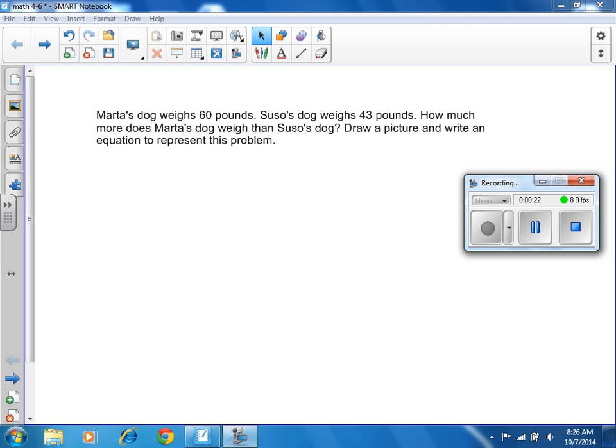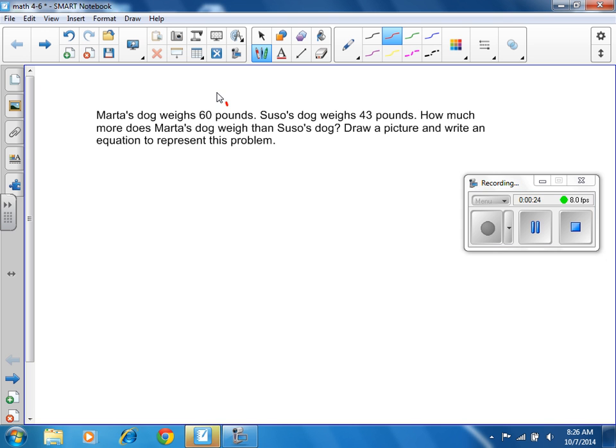Marta's dog weighs 60 pounds. Suso's dog weighs 43 pounds. How much more does Marta's dog weigh than Suso's dog? Draw a picture and write an equation to represent this problem.